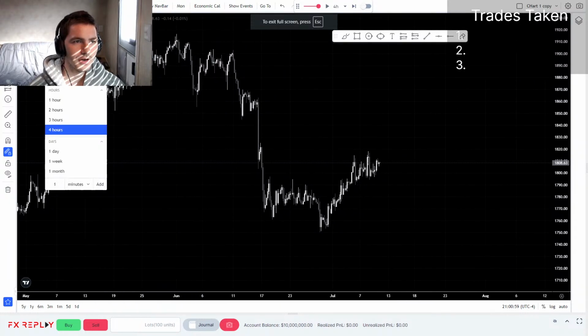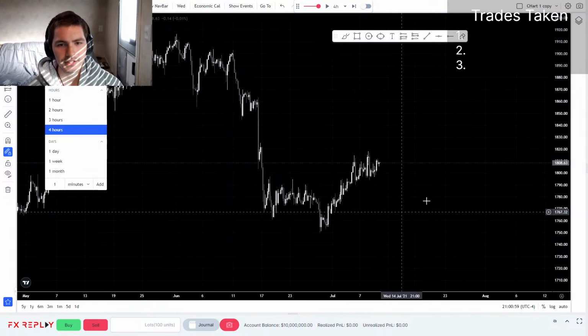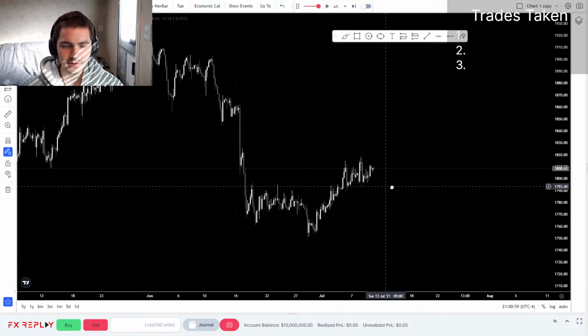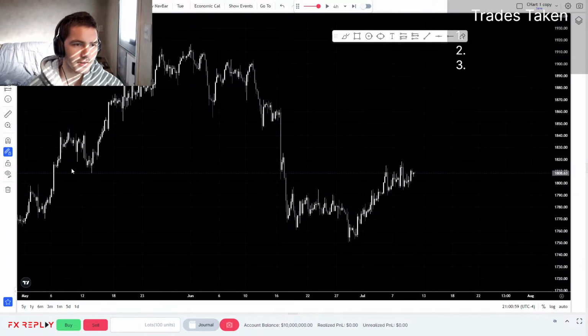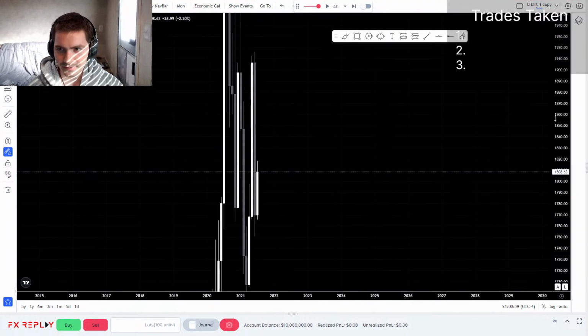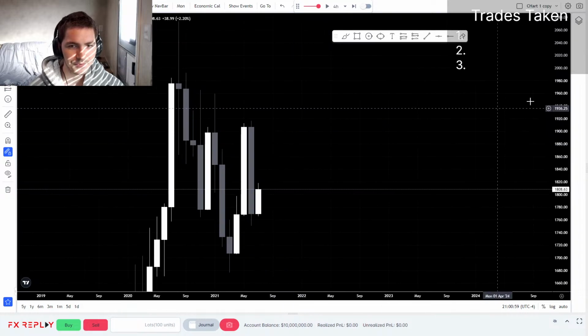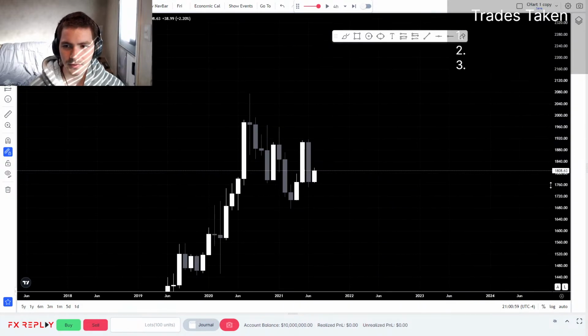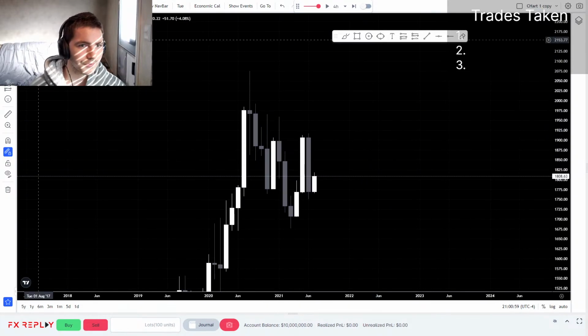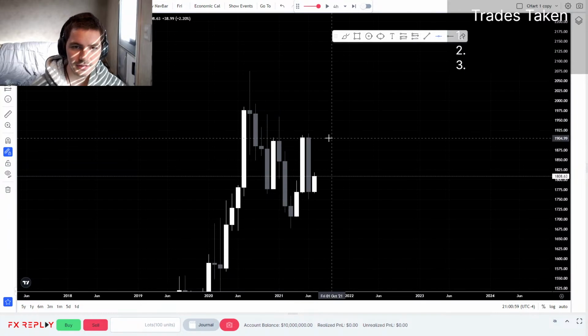And the first thing you want to do when you're here and when you're marking up with areas of interest is you want to start on the monthly. You can start on the yearly, but I choose not to. And you're just going to mark up where you see a resistance. So here, you see a resistance here.